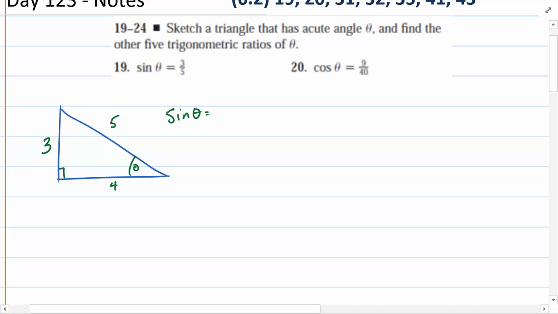So once I have all 3 of my sides of the triangle, filling in the trigonometric ratios is really easy. Sine of theta we know is 3/5, so immediately we should know that cosecant of theta is equal to 5/3. These are inverses of one another.